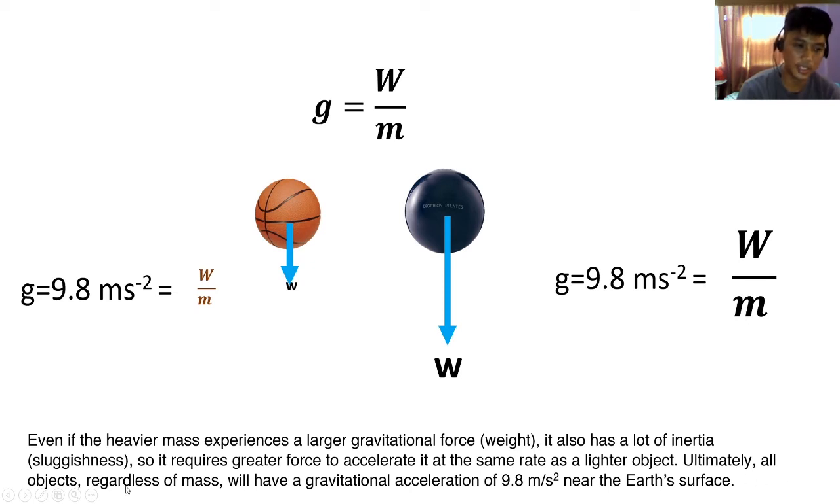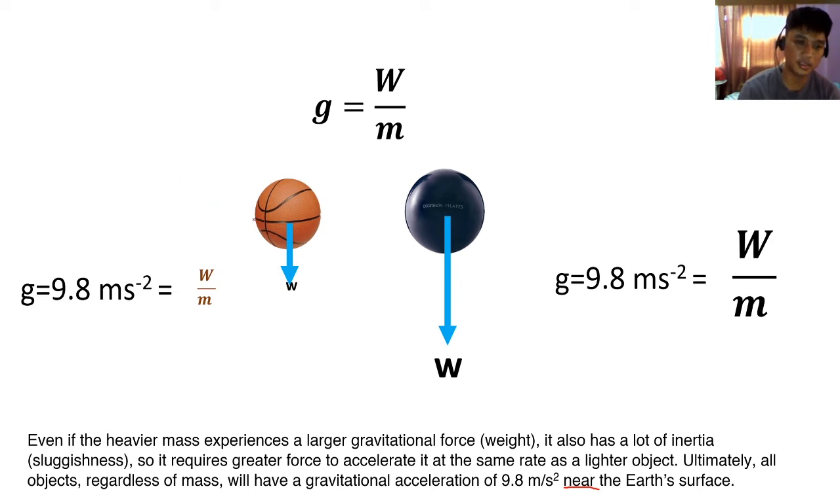Ultimately, all objects, regardless of mass, will have a gravitational acceleration of 9.8 meters per second squared near the Earth's surface. I want to emphasize the words near the Earth's surface because when you're significantly higher above the Earth's surface, then the number 9.8 is no longer applicable. I'm just gonna give one example.